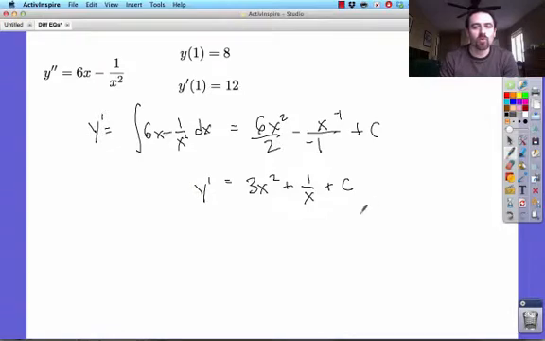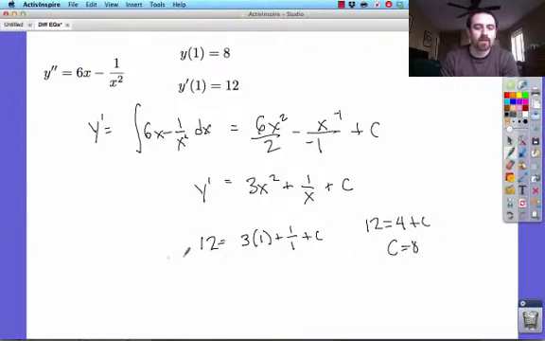But now remember, we're looking for y. We started with y double prime, and we ended up with y prime. We have plus c, so we need to use the initial condition that tells us that when I plug a 1 into y prime, I get 12. So here, let's do it. I get 12 when I plug 1 in. So this is going to be 12 equals 4 plus c, so c equals 8. Okay, that means that y prime is equal to 3x squared plus 1 over x plus 8.